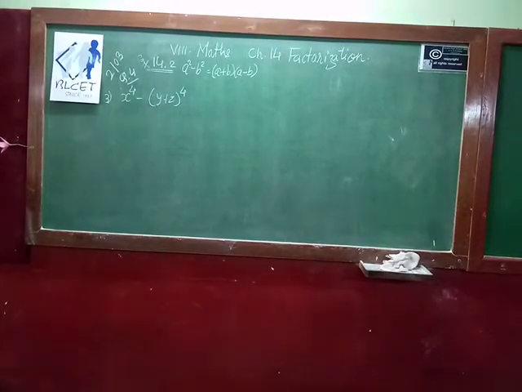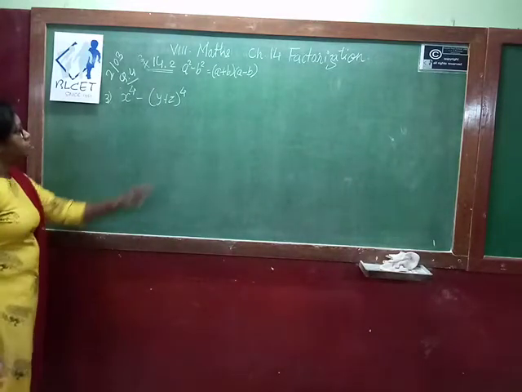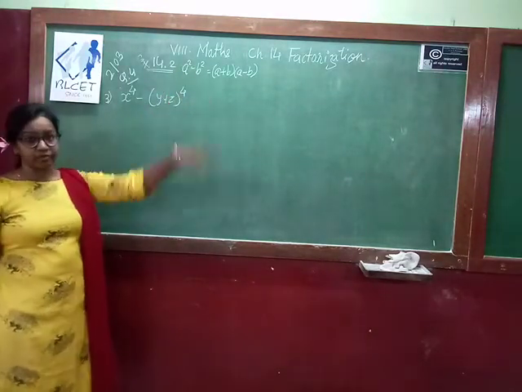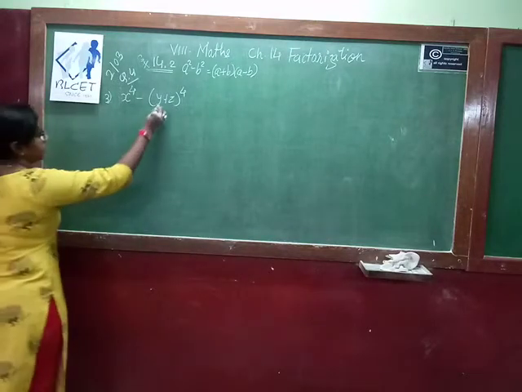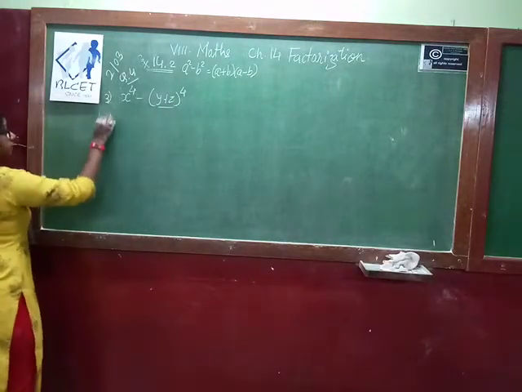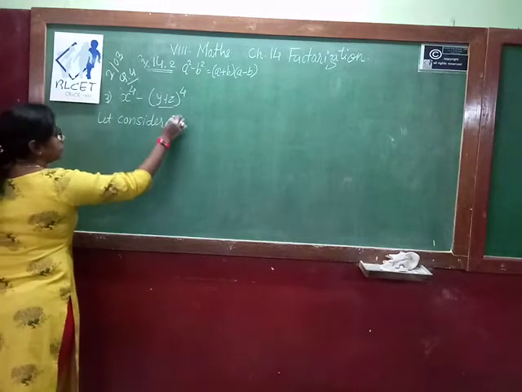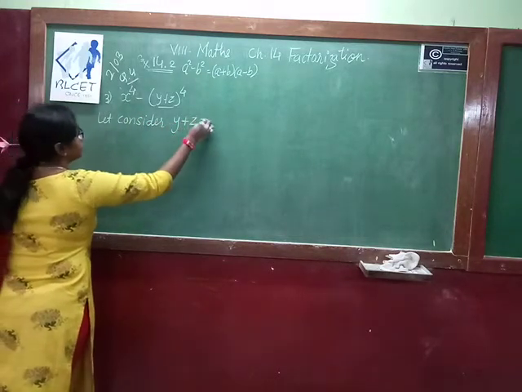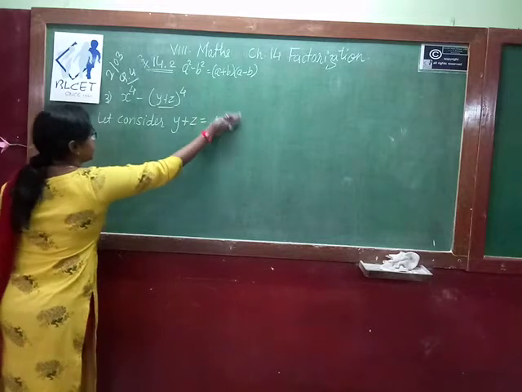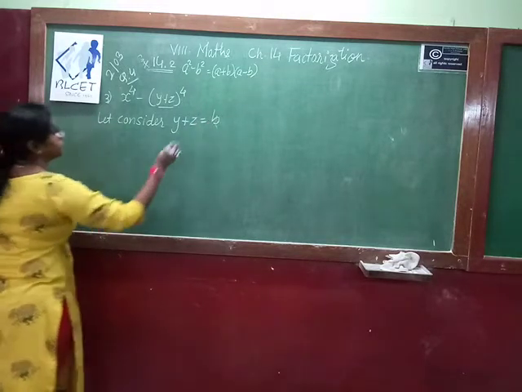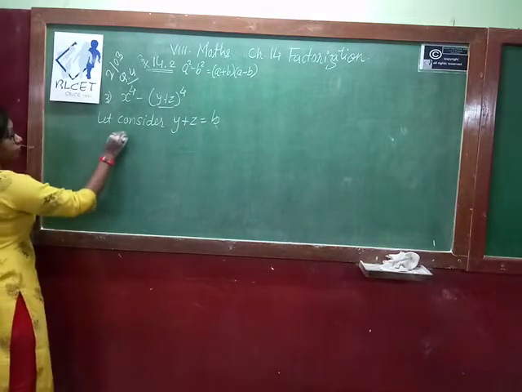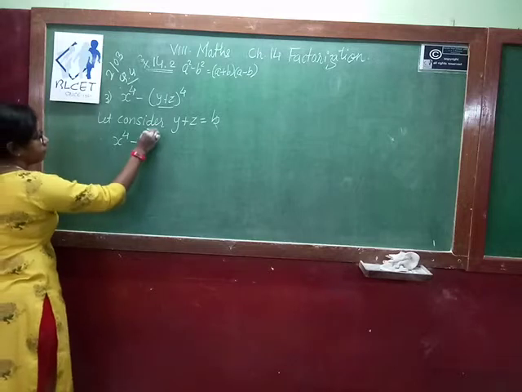Now see the third question, x power 4 minus y plus 4 whole square. So we have to apply the a square minus b square formula. So what we can do? Replace this. So let's consider y plus z is equal to, suppose y is already there, so b. So what we can write? X power 4 minus b power 4.